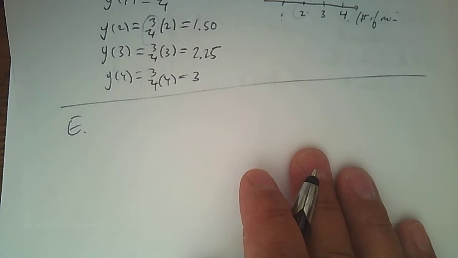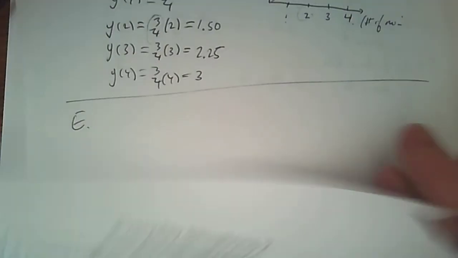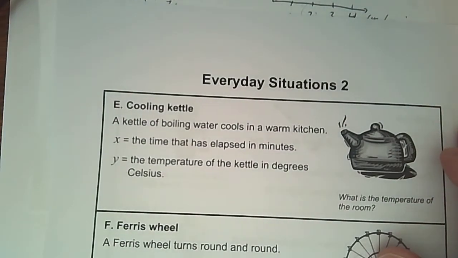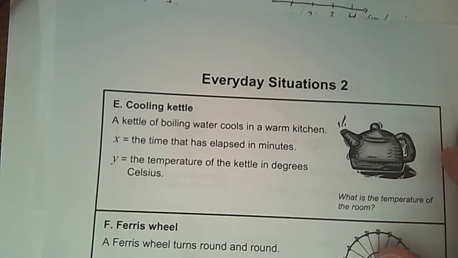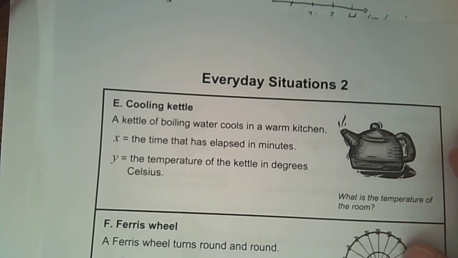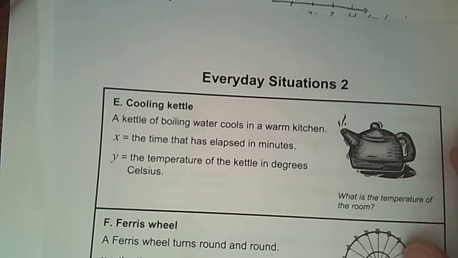Here we go, E. So the next situation has to do with that kettle. It says a kettle of boiling water cools in a warm kitchen, and then the time that has elapsed in minutes and the temperature of the kettle in degrees Celsius.